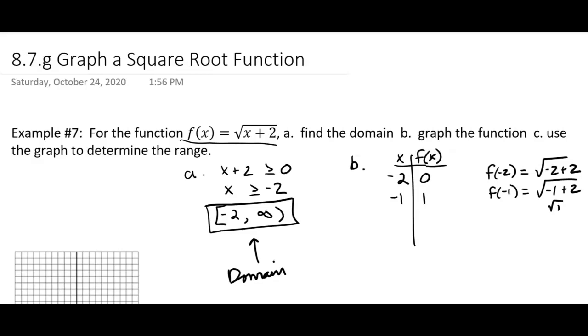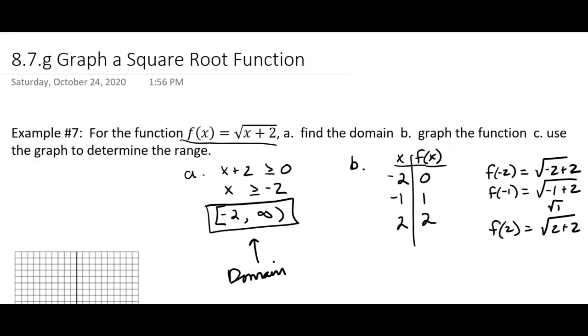Now, how did I come up with -1? Well, I was trying to think, what can I take the square root of? And I said, well, I can take the square root of 1, so if x were -1, then I'd have that situation. What else can I take the square root of? 4? Okay, so if I put a 2 in for x, that would give me f of 2 would equal the square root of 2 plus 2. 2 plus 2 is 4, square root of 4 is 2.